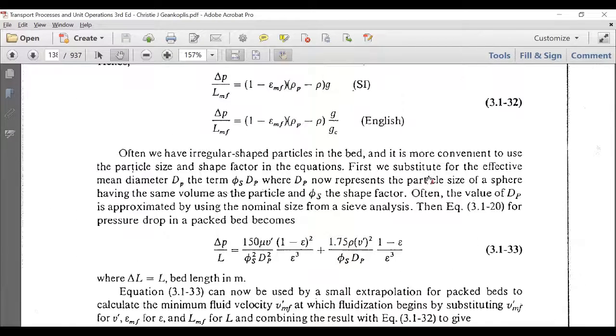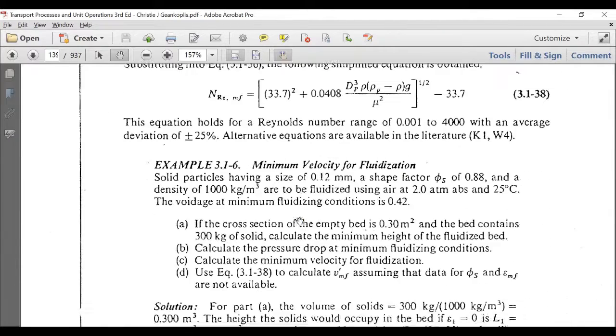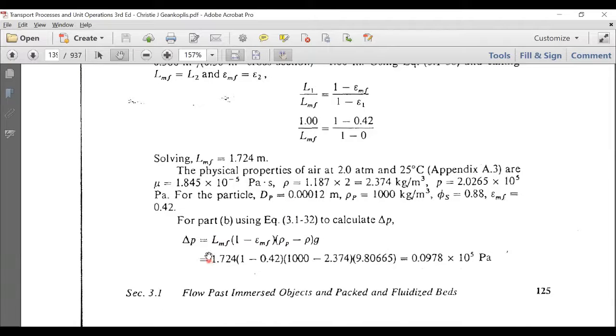So I will use the equation 3.131. Oh, sorry, I will use this, 3.132. And by substituting all the values, I can get the pressure drop. Okay, so that's 4.B, I used 3.132.